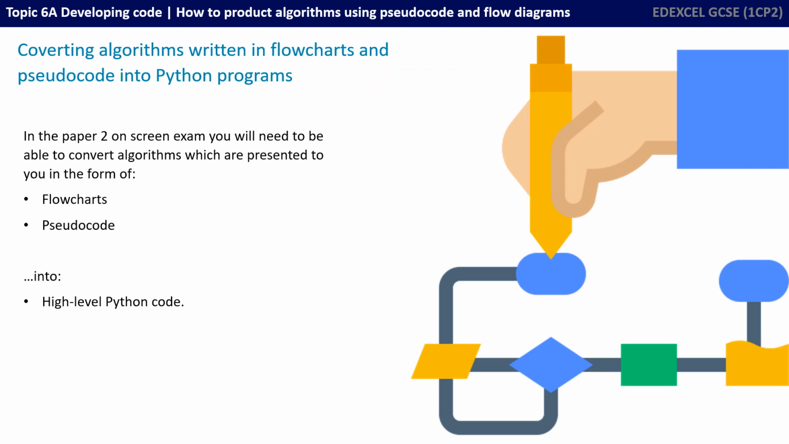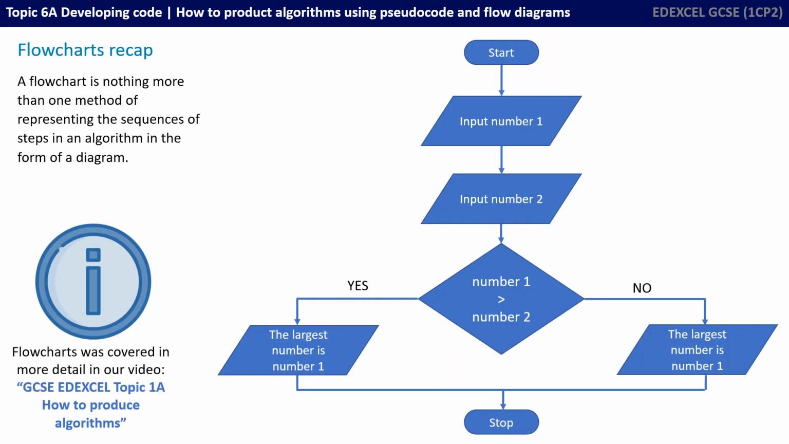So in the paper 2 on-screen exam, you will need to be able to convert algorithms which are presented to you in the form of flowcharts and pseudocode into high-level Python code. Just as a quick recap, a flowchart is nothing more than one method of representing the sequence of steps in an algorithm in the form of a diagram, and it uses specific symbols. We went over that video in how to produce algorithms in topic 1, so watch that if you need a refresh.